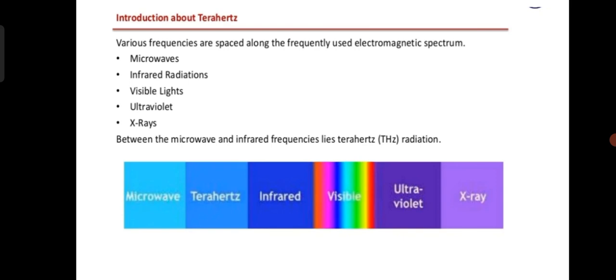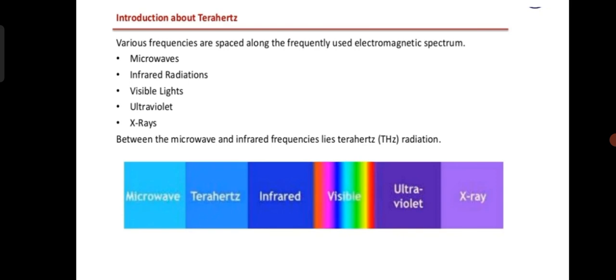spaced along the frequencies used in the electromagnetic spectrum. You can find different ranges of frequencies which are arranged in the electromagnetic spectrum according to their frequency ranges on our earth. So you can find microwaves, infrared radiation, visible light, ultraviolet, x-rays. So these are a few lights or radiations we find in our daily life, which have their frequency range. They are arranged in a certain order according to the frequency ranges.